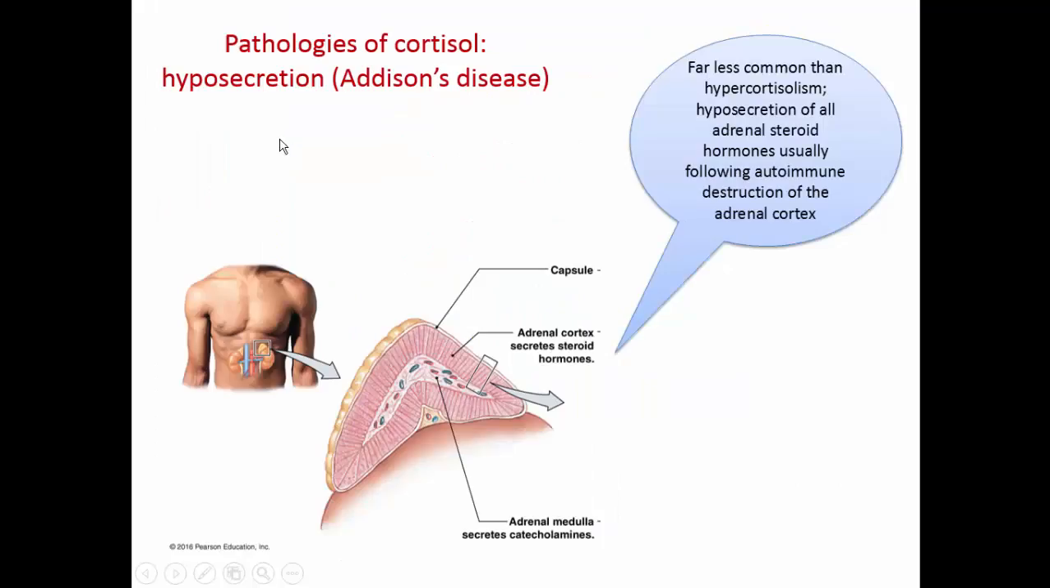Now looking at hyposecretion of cortisol. With hyposecretion of cortisol, we also tend to see hyposecretion of aldosterone. What happens is there's autoimmune destruction, so the individual's own immune system attacks and destroys the adrenal cortex. So all layers are lost from the adrenal cortex. So the symptoms tend to be very widespread, and it is less common than hypersecretion of cortisol.